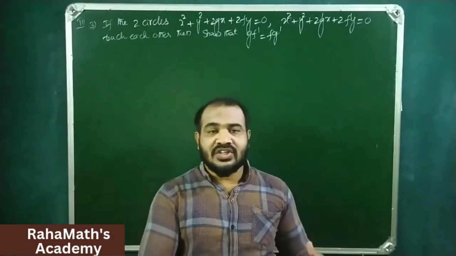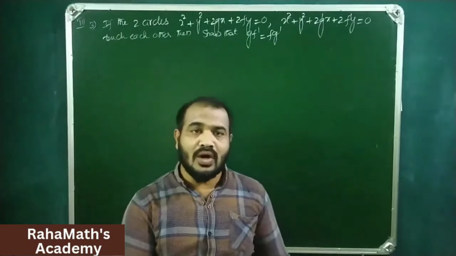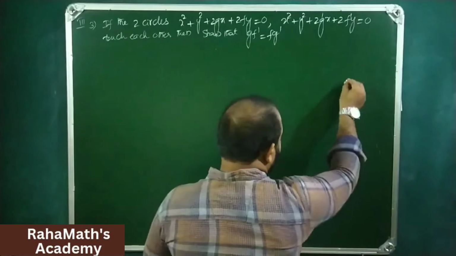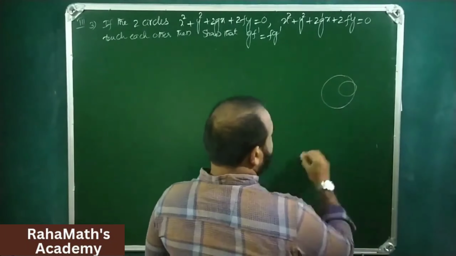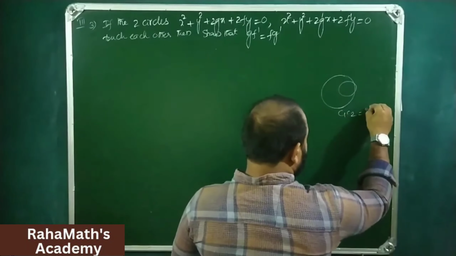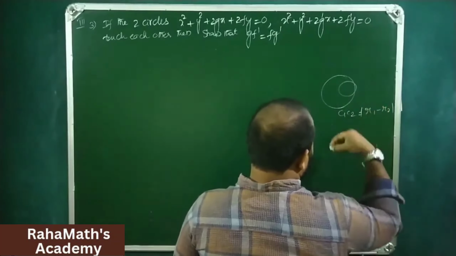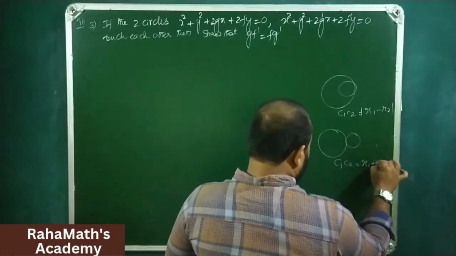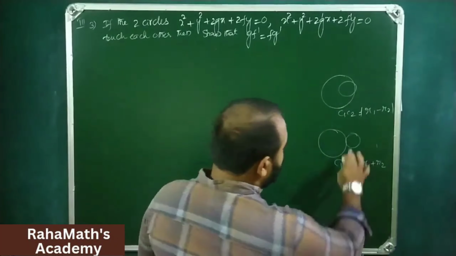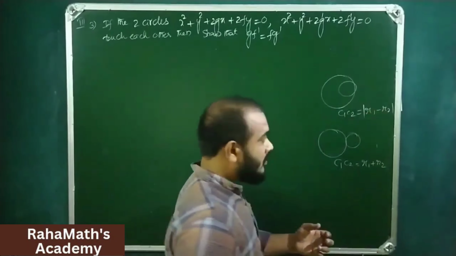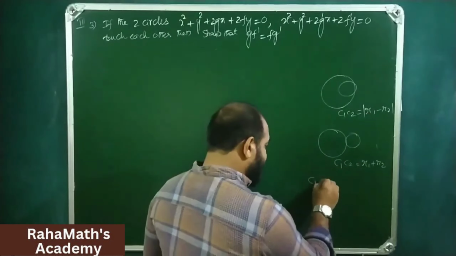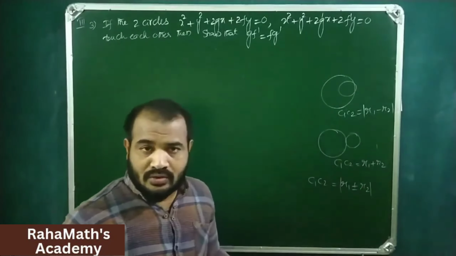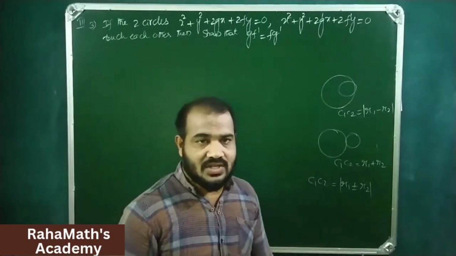If the two circles touch each other externally, then C1 C2 is equal to R1 plus R2. If the two circles touch each other internally, like this, then C1 C2 is equal to R1 minus R2. Therefore, can I take C1 C2 is equal to R1 plus or minus R2, because I don't know for sure in which way these two circles touch each other.